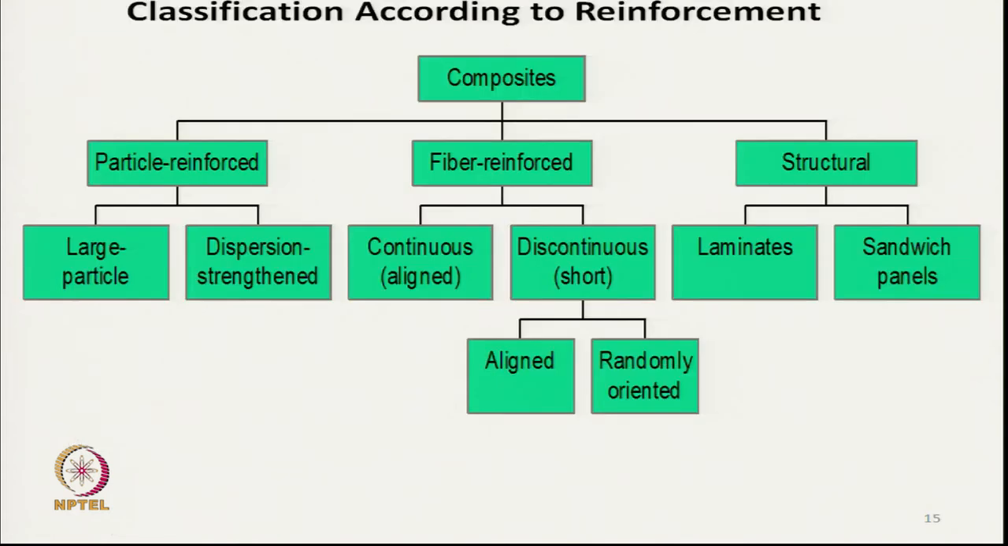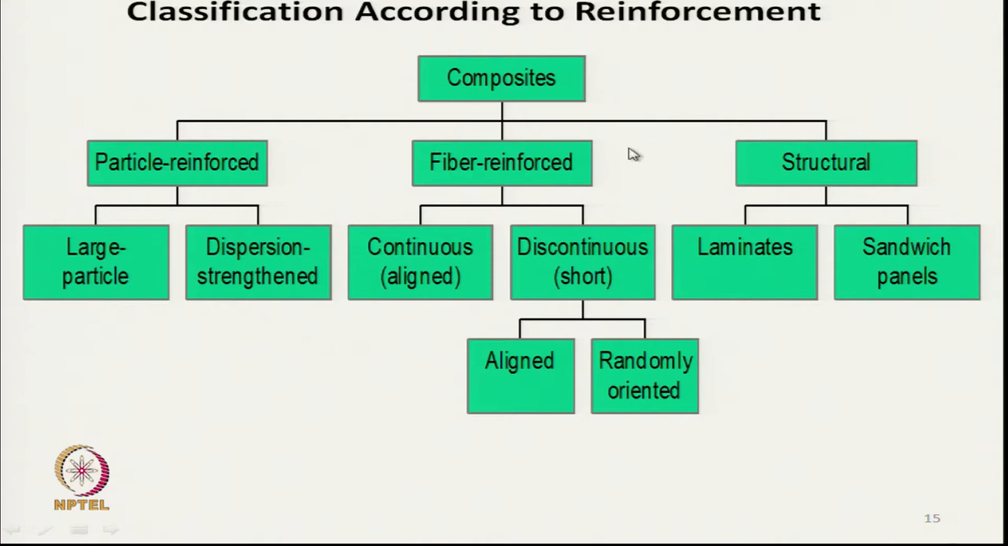Now, coming to the classification of composite according to the reinforcement, composites are classified in three categories. One is particle reinforcement, then fiber reinforcement, and then structural reinforcement. Particle reinforcements are classified again into two categories. One is large particle and the other is dispersion strengthened. So, larger particles are not in dispersed condition, but smaller particles are in dispersed condition.